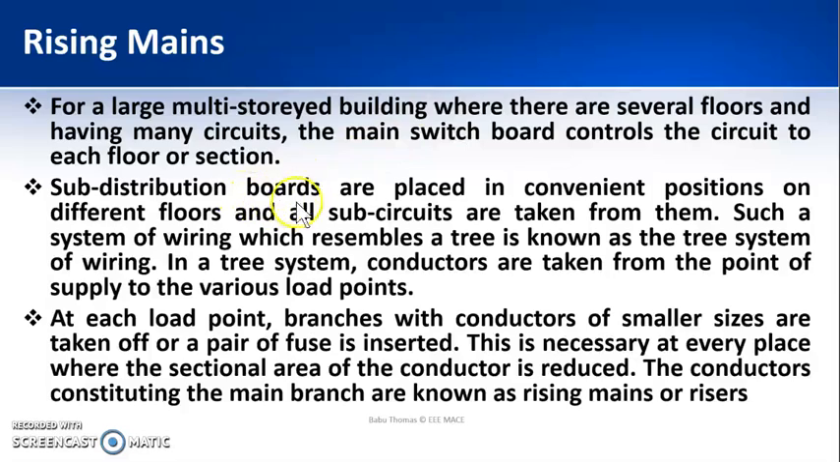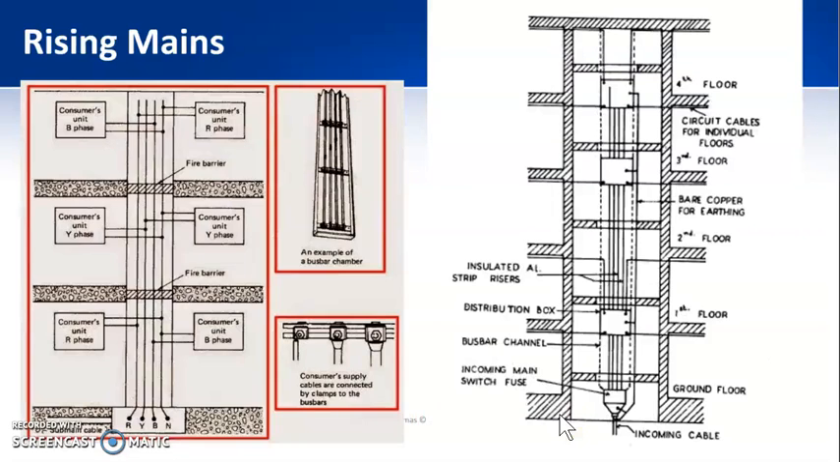So we place the sub-distribution boards in convenient positions on different floors, and all the sub-circuits are taken from them. And at each load point, branches with conductors of smaller sizes are taken off, or a pair of fuses is inserted. And we will see a picture of this, which will give you a clear understanding of what is meant by rising mains or risers. The conductors constituting the main branch are known as the rising mains or risers. That is visible from this particular figure.